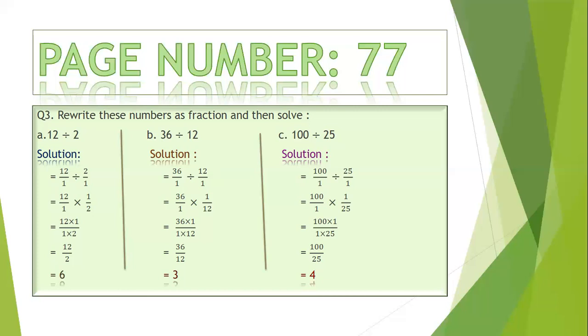Again, we convert these two whole numbers in the form of fraction. 36 over 1 divided by 12 over 1. And what is the rule of division?